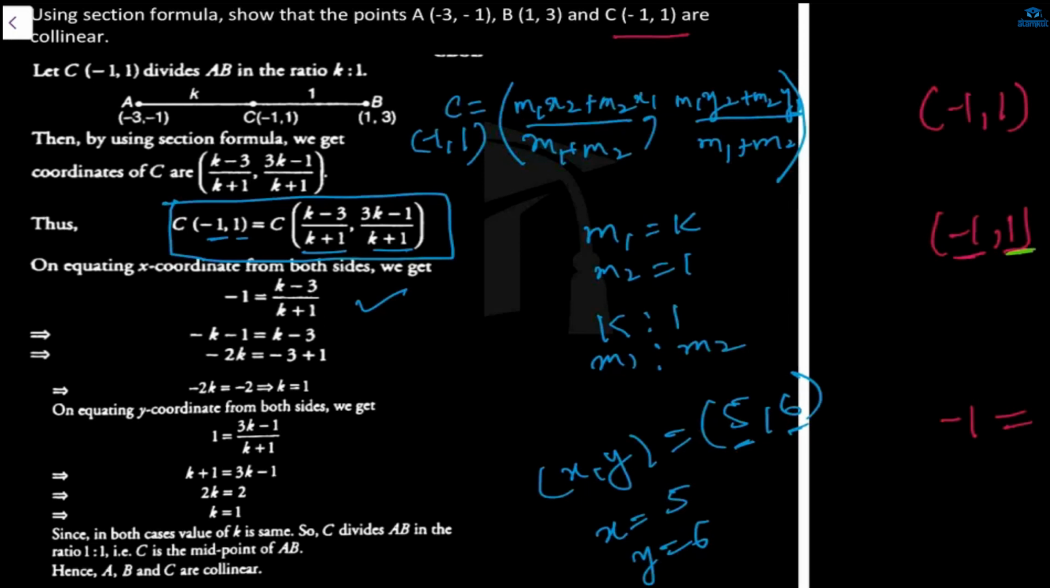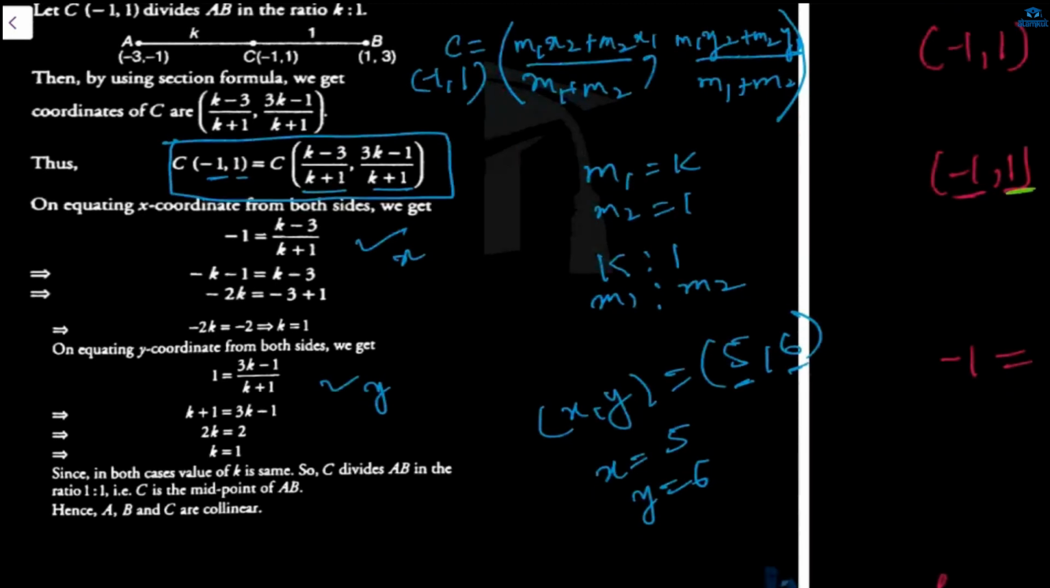Now we are checking the collinearity of the points. So how will we check the collinearity? You are going to get the value of k when you compare the coefficient of x, and then again you will compare the values of the y coordinate, and you will get the value of k for the second one. This is for the x when you compare the x values, and likewise when you compare the y values. If the value of k is the same, here you can see k is equal to 1, k is equal to 1, then the points are collinear.